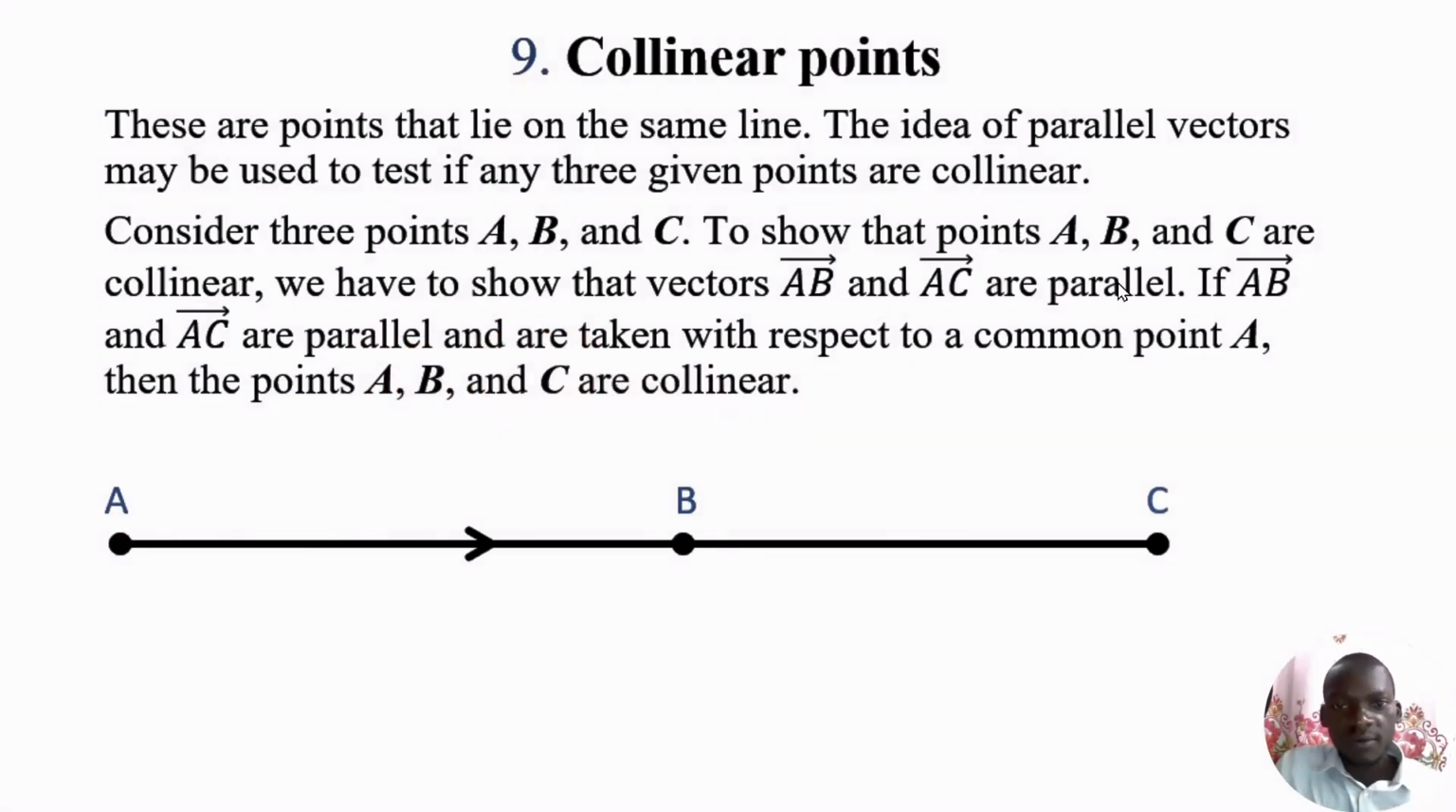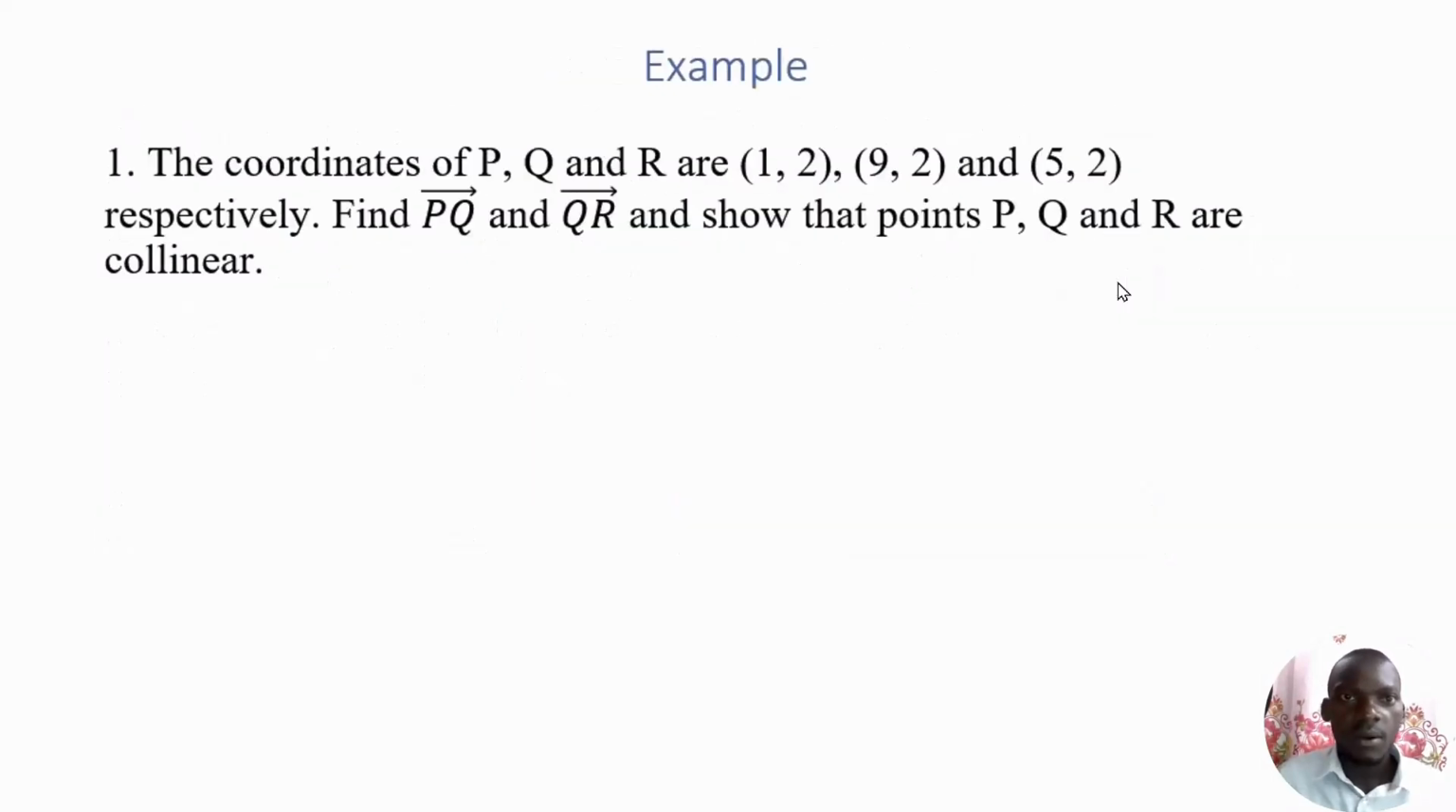So we can have the first example. We have number 1. It reads: the coordinates of P, Q and R are (1, 2), (9, 2), (5, 2) respectively. Then find vector PQ and vector QR and show that points P, Q and R are collinear. Let's now have our response.